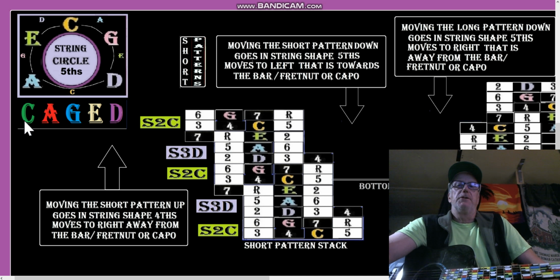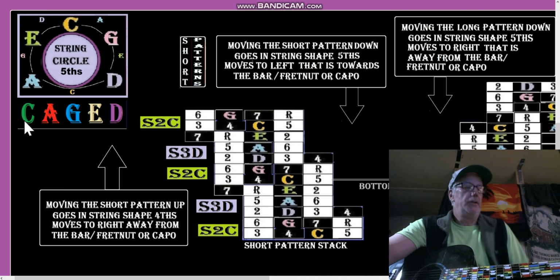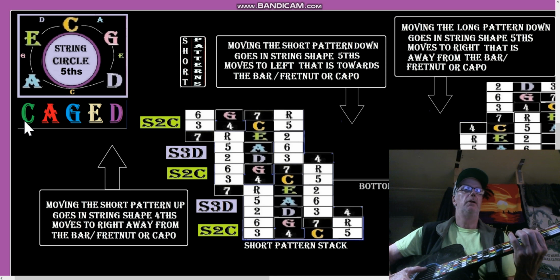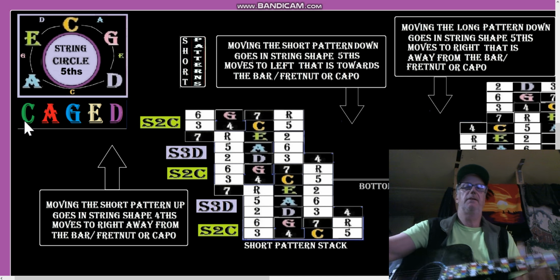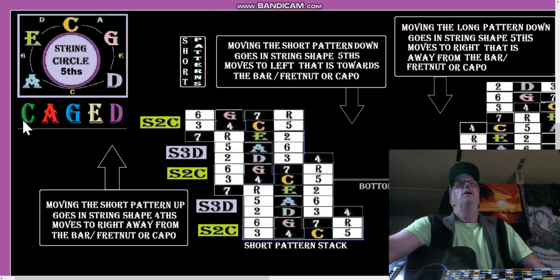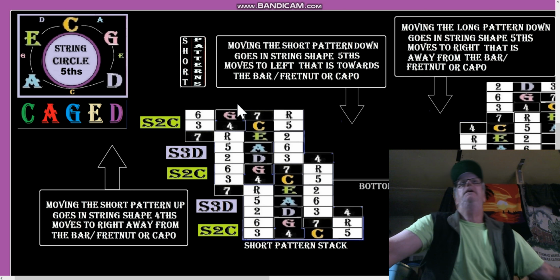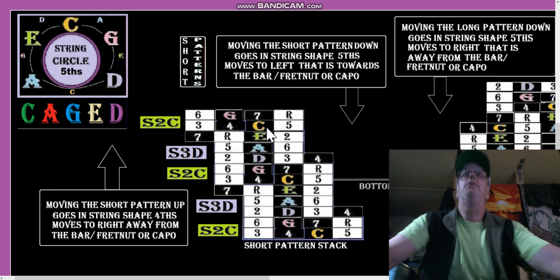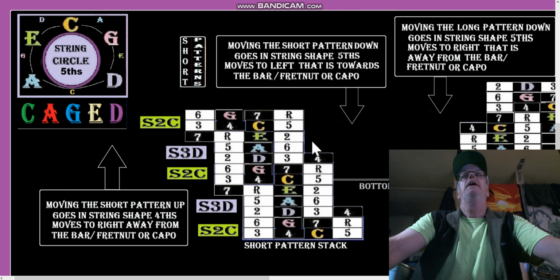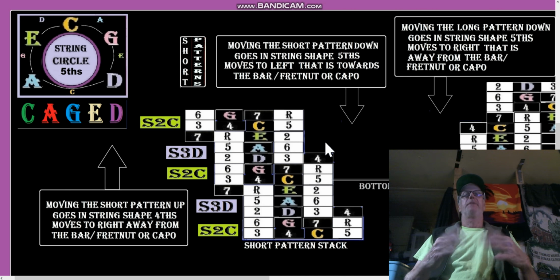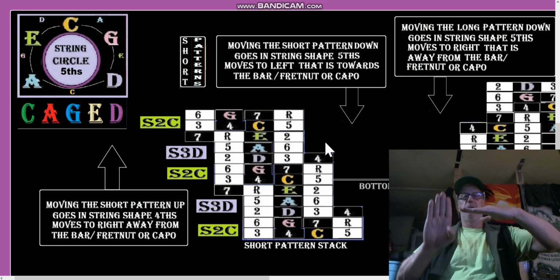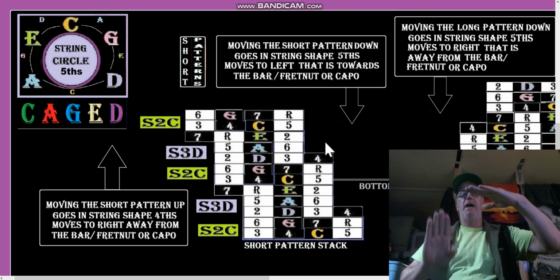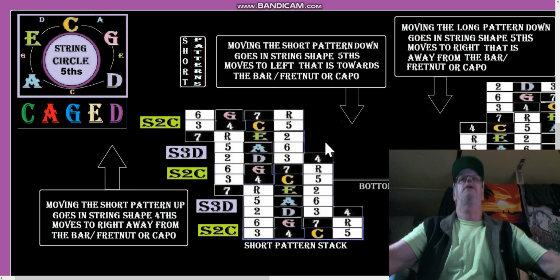Reason that's green is because sometimes I like to color it the note color of the inner string shape note, E, F, G, in the key of C. So these are the fourths, when we're going down in fourths. Now think of this. If you move a pattern up but keep a string the same, the pattern goes up but the string goes down.